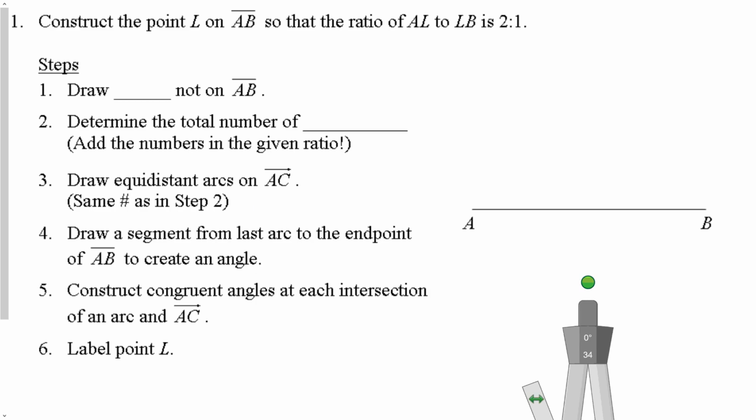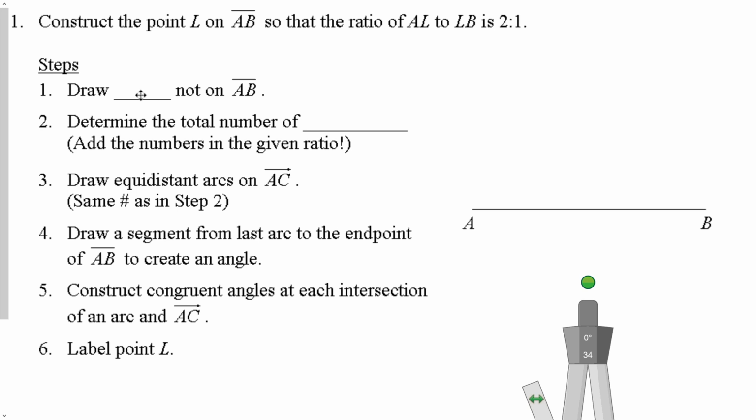Here we have a segment given to us. We are supposed to construct point L on that segment so that the ratio of the length of AL to the length of LB is 2 to 1. So we want the length of AL to be twice as large as the length of LB, and we're doing this with a construction as opposed to measuring it using a ruler.